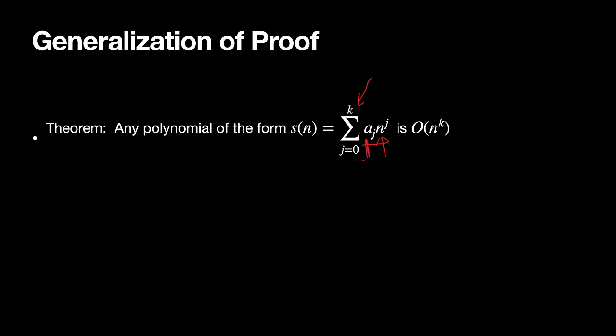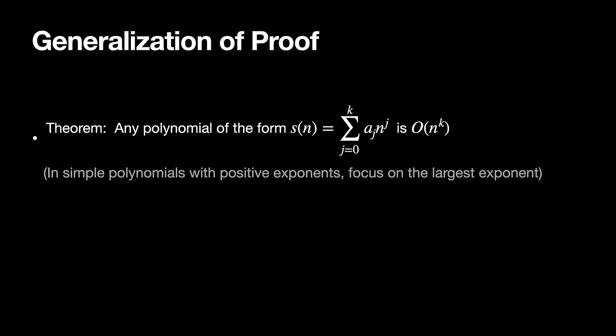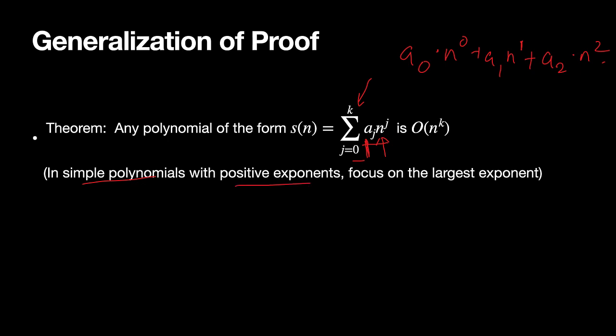So as an example, we might have a0 times n to the 0 plus a1 times n to the 1 plus a2 times n to the 2, and so on and so forth. So just a very, very general form of polynomial. Okay, so basically what this is summarizing is that when we've got simple polynomials with positive exponents, we're going to focus on just the largest exponent.